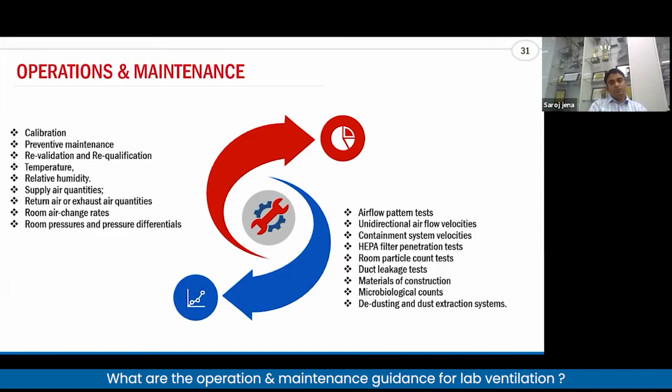Play the key role for the laboratory. So operation and maintenance means whatever instruments are in place, you calibrate them as per their frequency. There is a standard frequency in place. For critical instruments, you also do an appropriate assessment, and based on the criticality, you set the frequency for the calibration.